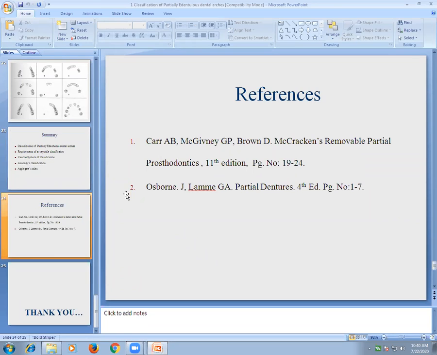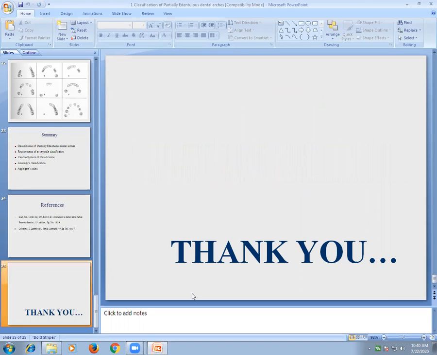Now, go through this topic in detail, because if you understand the classification and introduction part of removable partial denture, the other parts will be very easy to understand. Make it clear. Thank you. The remaining part will be covered in the next lecture. The next topic is direct analysis.